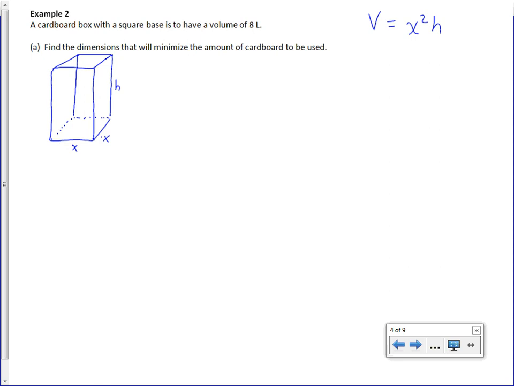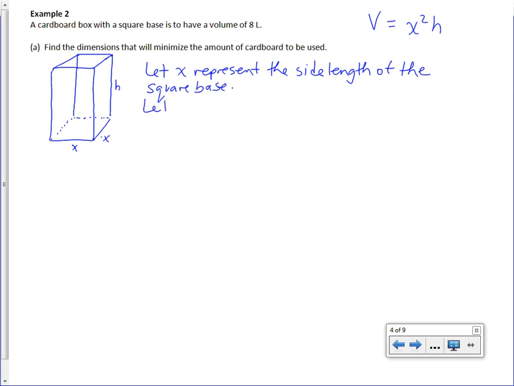Okay. So I want to minimize the amount of cardboard. Again, let's introduce some variables. I'm going to let x represent the side length of the square base, and I'm going to let h represent the height. The goal is to minimize the amount of cardboard.